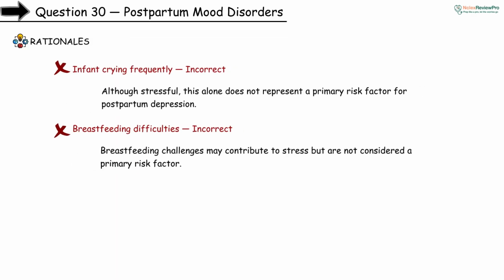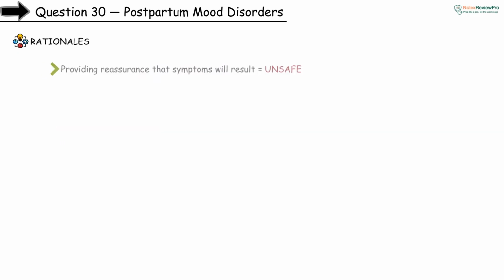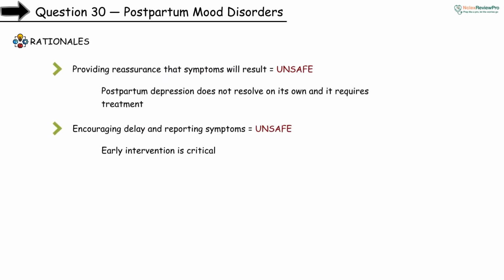Let's quickly address the incorrect options. Infant crying frequently. This may be stressful, but it is not a primary risk factor. Breastfeeding difficulties. Again, this can contribute to stress, but it is not a key predictive risk factor. Providing reassurance that symptoms will resolve. This is unsafe. Postpartum depression does not resolve on its own and requires treatment. Encouraging delay in reporting symptoms. Also unsafe. Early intervention is critical.